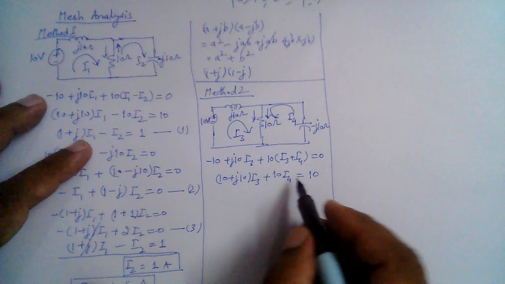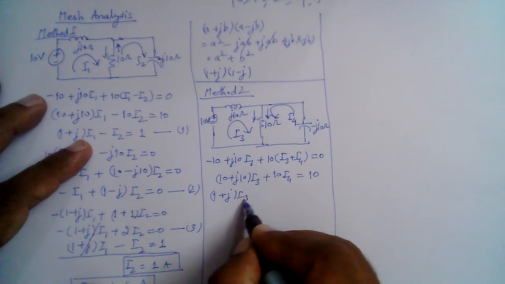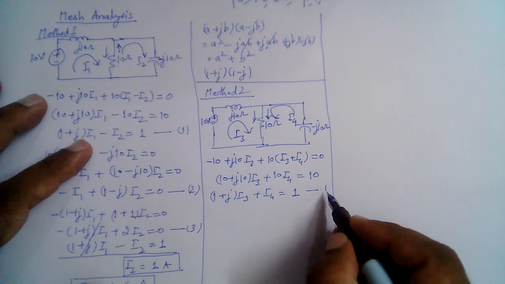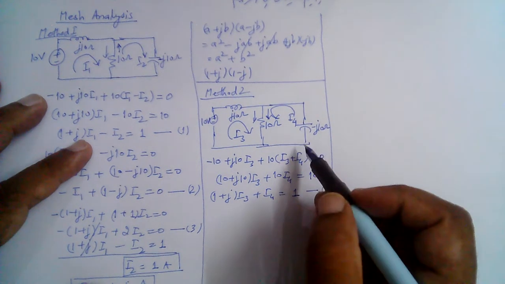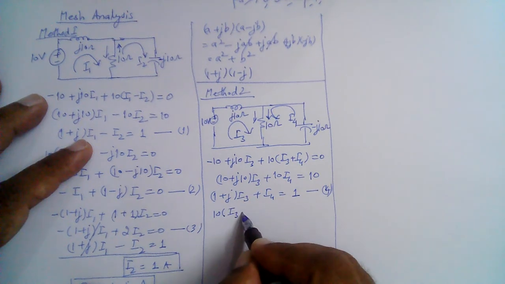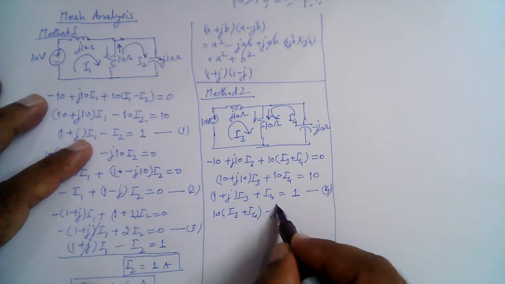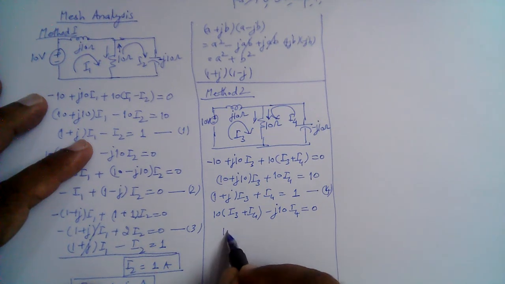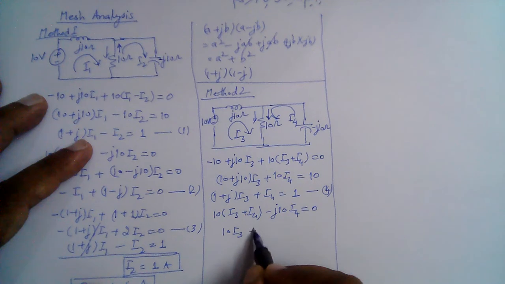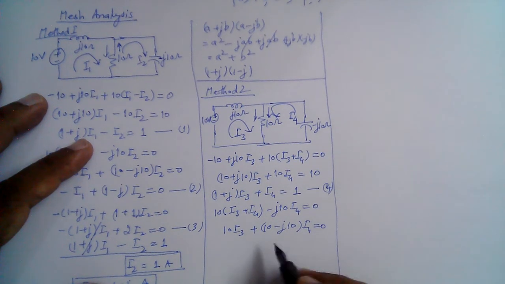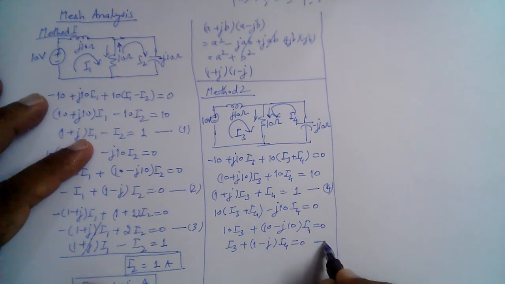So we can divide this whole equation by 10. So that is 1 plus j I3 plus I4 is equal to 1. And let's call this equation 4. Now for the second loop, here both the currents have the same direction. So this will be 10 into I3 plus I4 and minus j10 I4 is equal to 0. So that will be 10 I3, right, plus 10 minus j10 I4 is equal to 0. Again, we can divide this equation by 10. So that will be I3 plus 1 minus j I4 is equal to 0. And let's call this equation number 5.